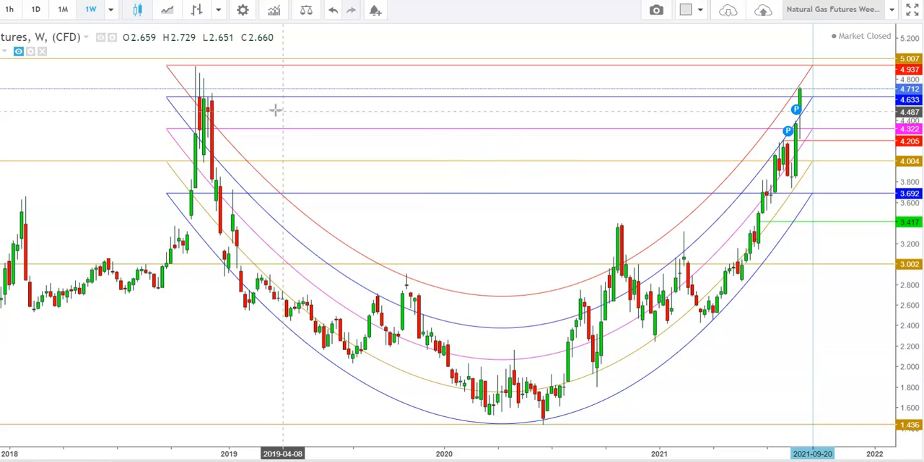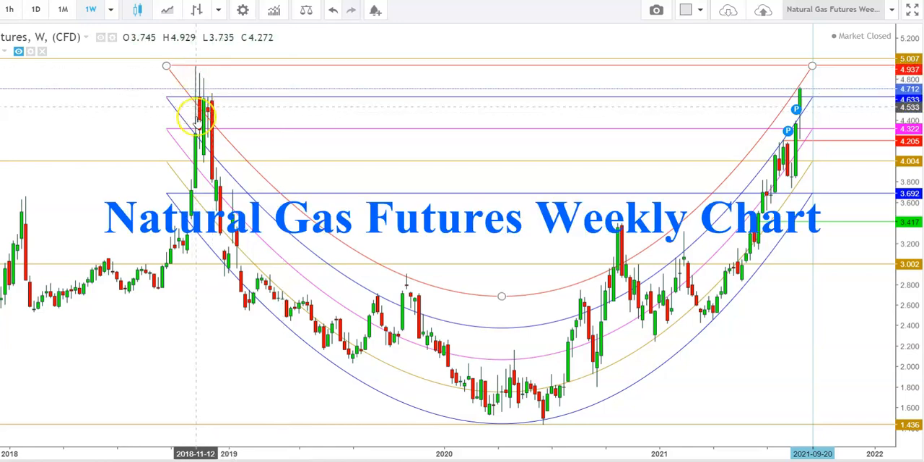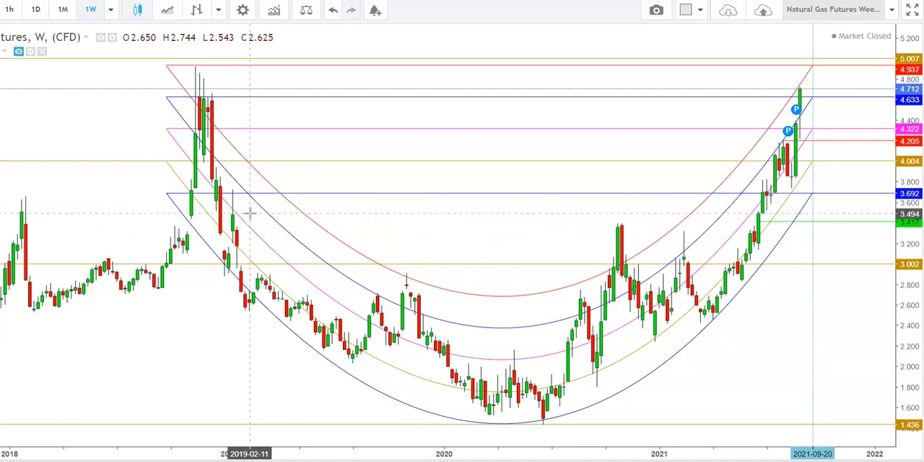So let us start the day to analyze the movements of natural gas futures in different time frames. So friends, here you can see a weekly chart of natural gas futures. Here I've already explained that in a weekly time frame the natural gas futures have been repeating the moves we have seen during the year 2018. Once again we have seen the repetition of these moves in the year 2021.